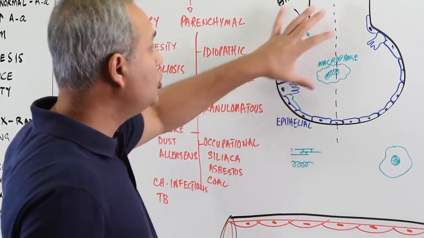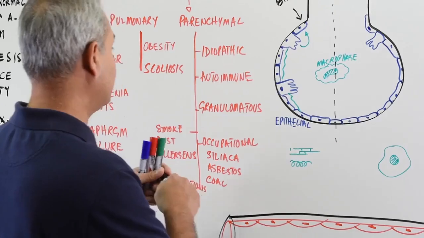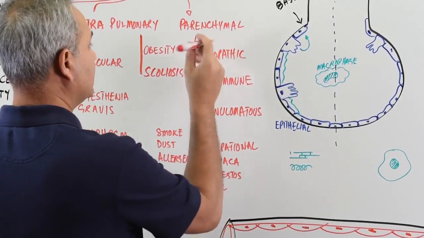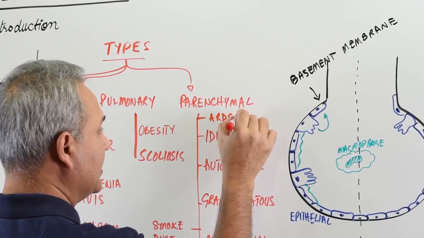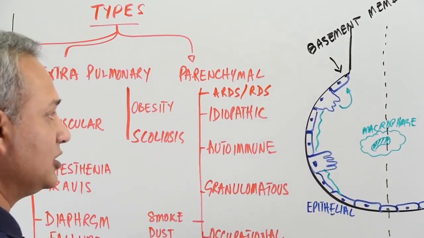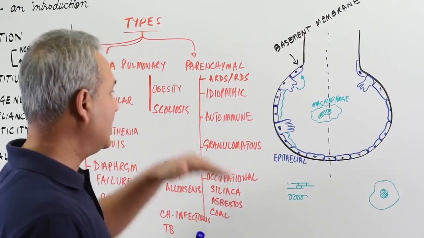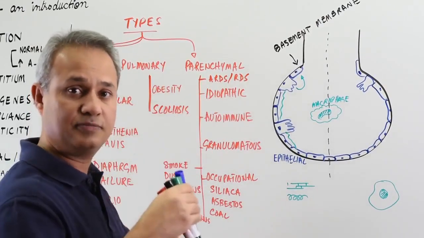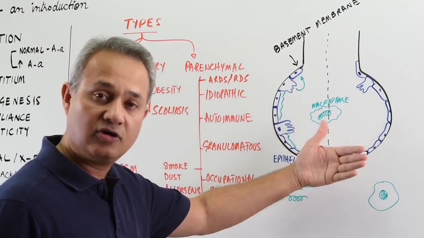Remember, this can be acute as well. For example, adult respiratory distress syndrome, if I put that over here, ARDS, or even the RDS, the infant's respiratory distress syndrome. These are also restrictive lung diseases, but they can be resolved as the problem goes away. Here we need something that would continuously cause the problem.